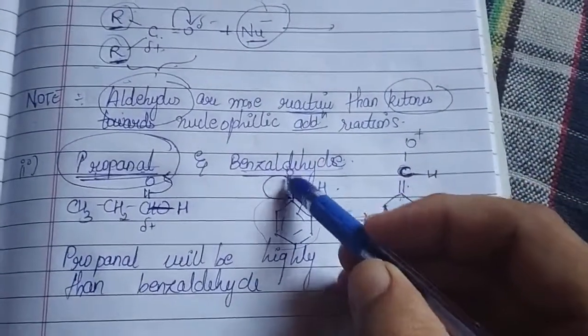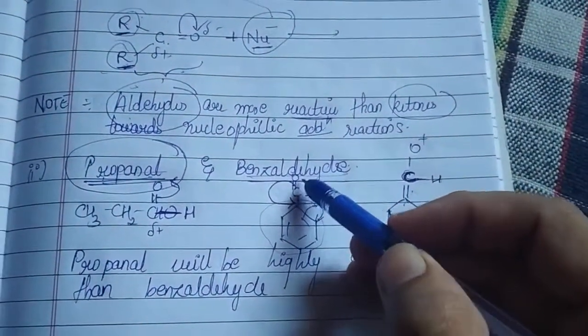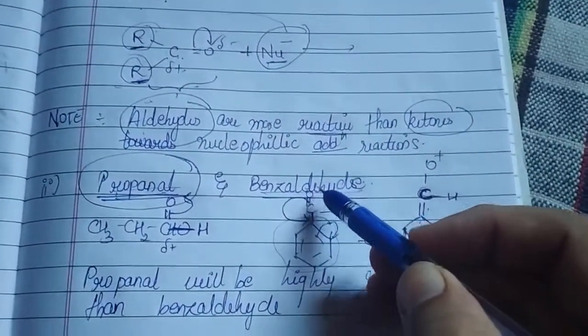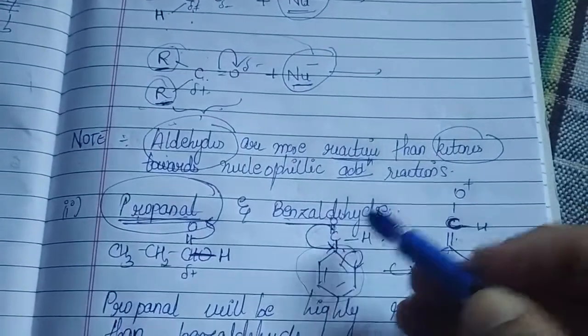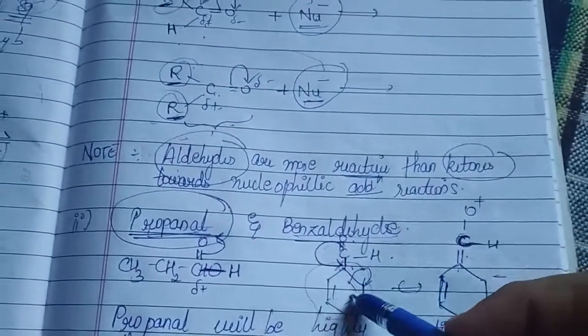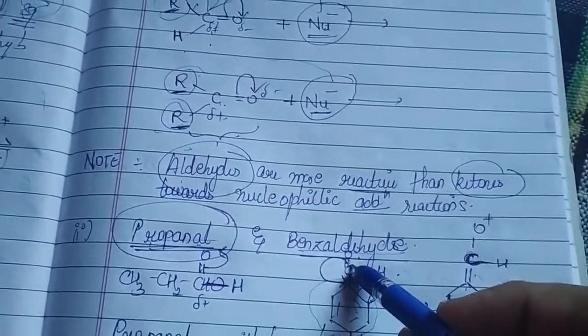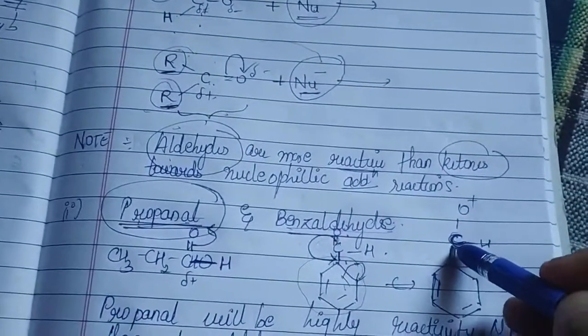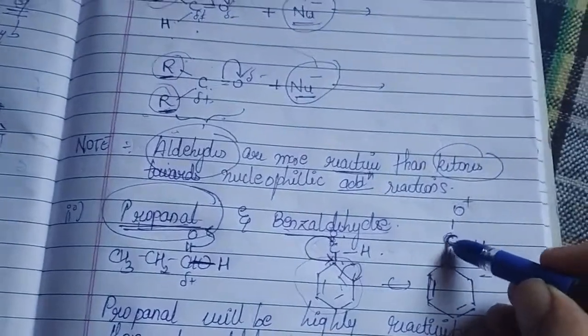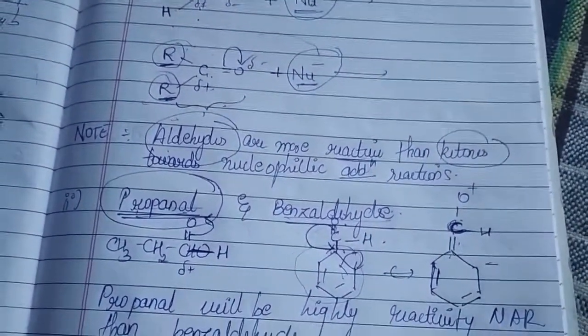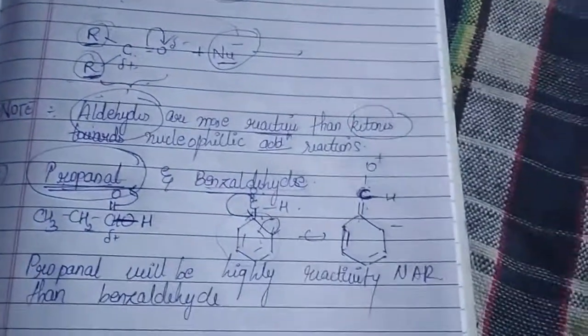So whatever the pi electrons which were in between the carbon and oxygen, that has been taken by the benzene ring itself, forming a double bond character between benzene and that of your carbonyl carbon. So that carbon will not be having now positive charge. So therefore the nucleophile can't come and attack your carbon. So therefore nucleophilic addition reaction reactivity decreases.